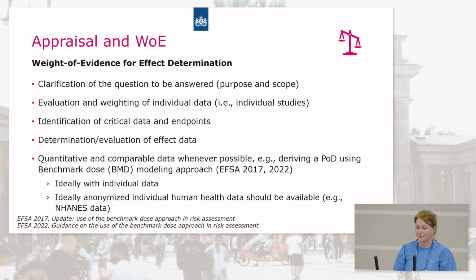Also, it is important for the risk assessment to get quantitative and comparable data whenever possible to derive a point of departure, as it's called, for the risk assessment, because if you use benchmark dose modeling, you need this data, and ideally you want to do this with individual data. Sometimes there are also privacy issues or non-sharing of data, and ideally it would be anonymized individual human health data, available if you could get it from databases. Of course, the NHANES database is such an example which you could potentially get this data out of.